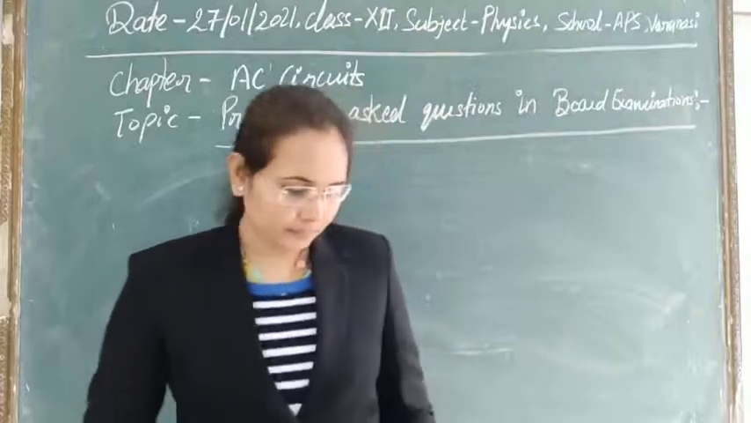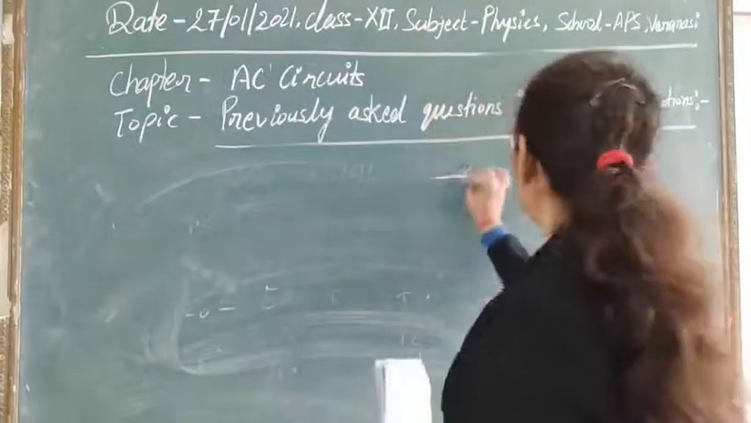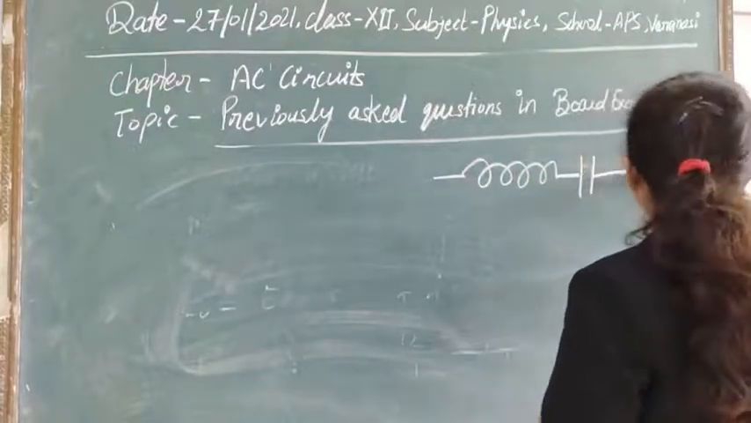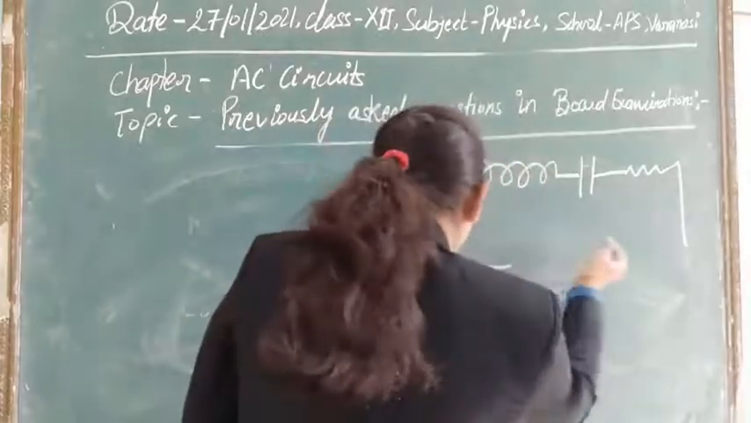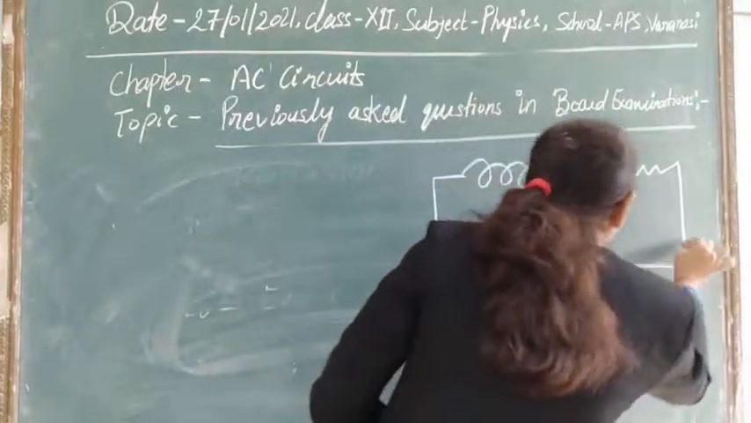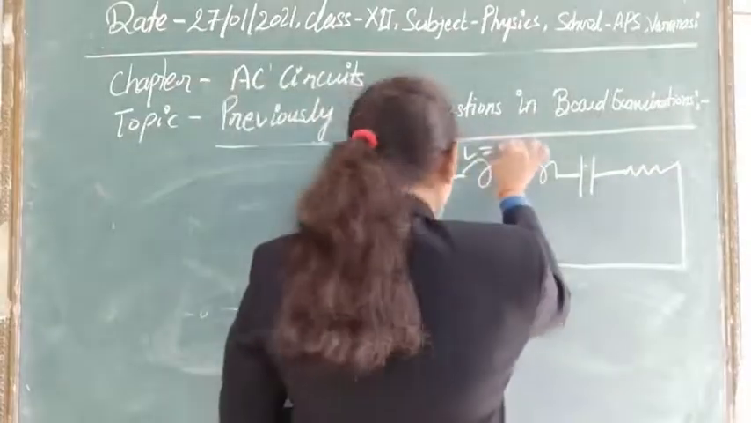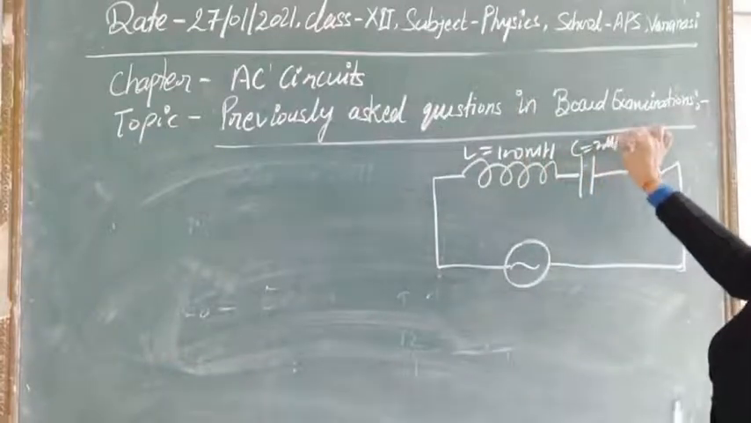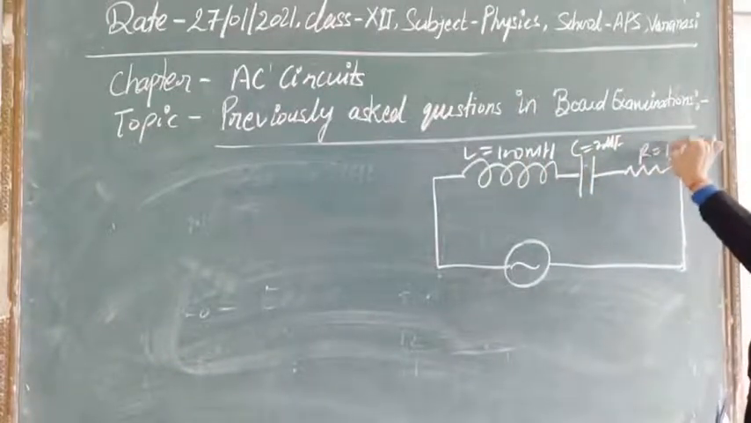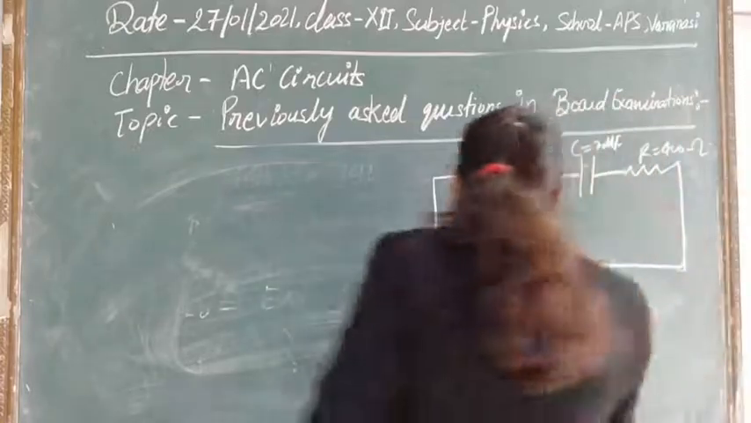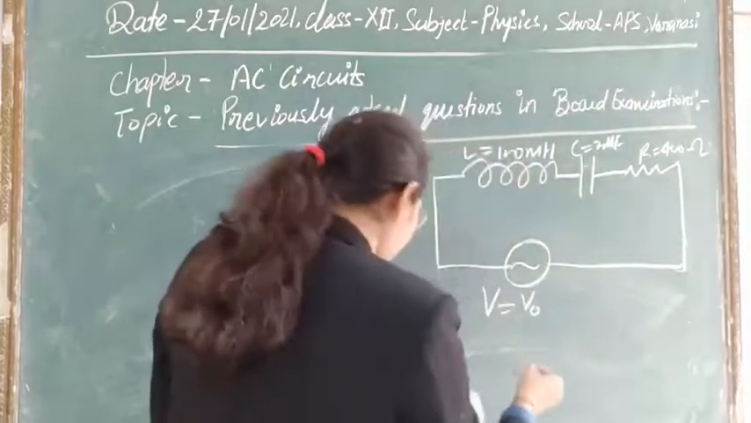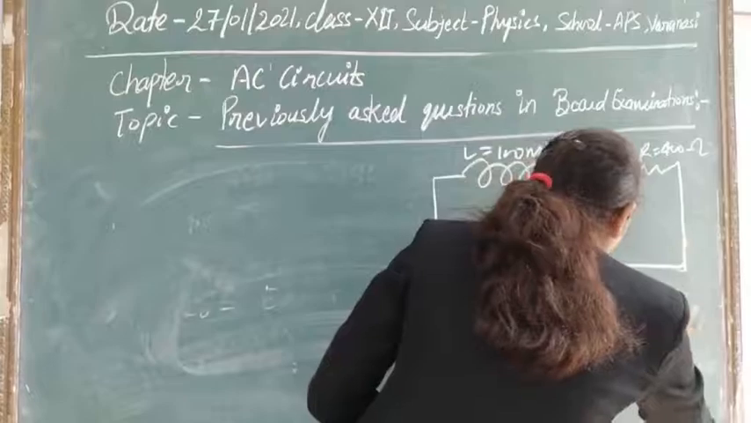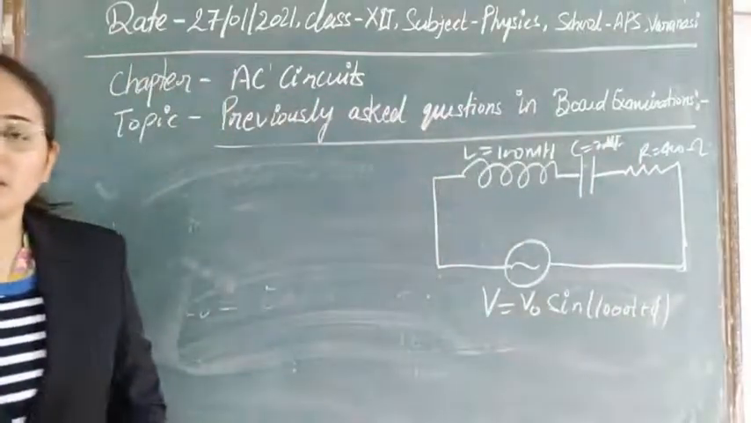Here one question is given, and for that one circuit is given. We have an inductor, a capacitor attached to it, and a resistor also. These three are in series. The value of the inductor is 100 millihenry, the value of the capacitor is 2 microfarad, and the value of the resistor is 400 ohm. The instantaneous value of the voltage is V0 sin(1000 t + 5). Then we have to find out the value of phi here.